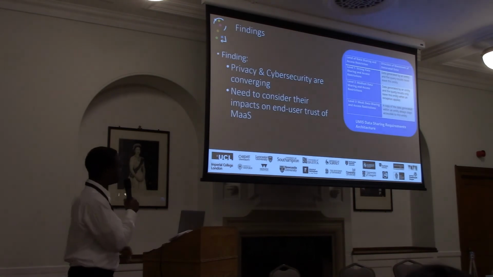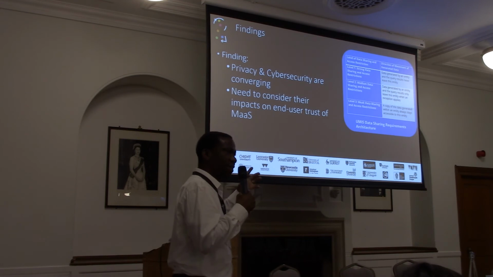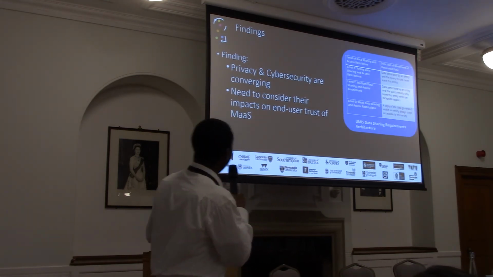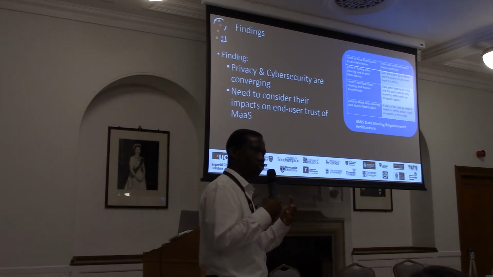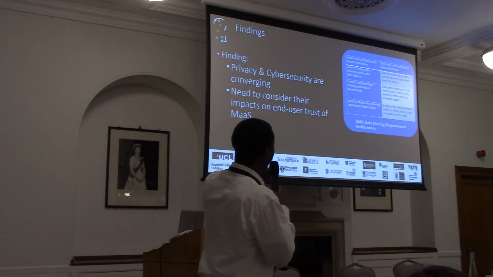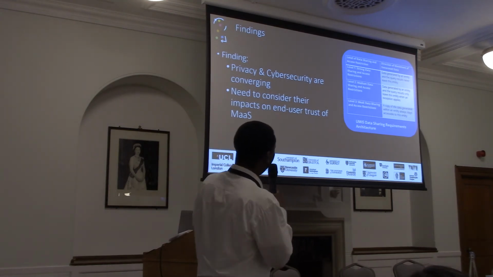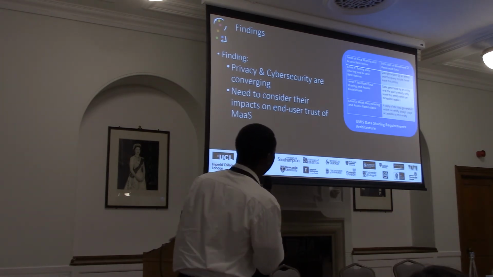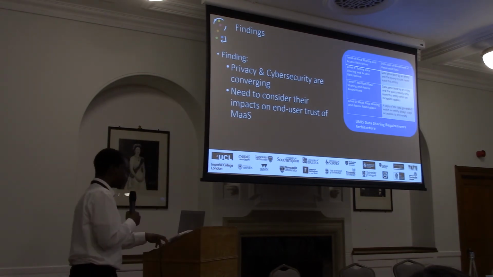use cases. So some of our findings are here. We're now seeing that privacy and cybersecurity are actually converging, so we need to consider the impacts on the trust of the users. And we've got some of the data sharing patterns there: level 1, strong data sharing; level 2, medium data sharing; and level 3, weak data sharing.